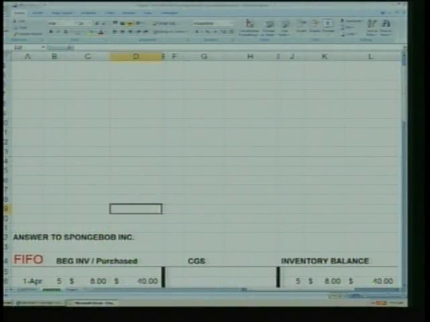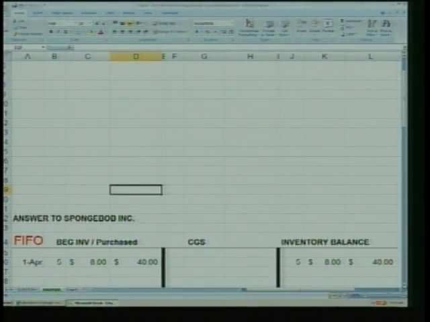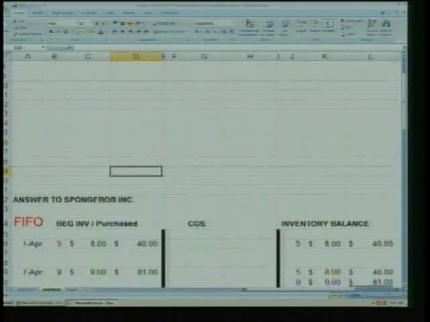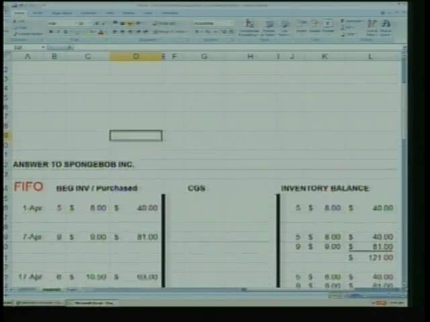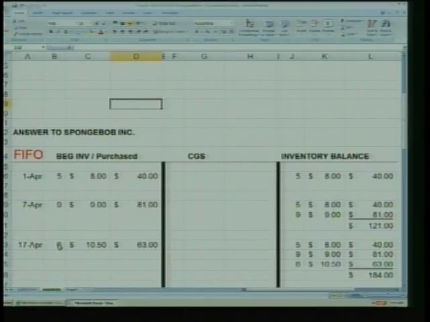Okay, so this is SpongeBob for FIFO. On April 1st we have beginning inventory of 5 at 8 for 40. So that's our inventory balance as well, right? April 7th we purchase 9 more, but the cost has gone up to $9 for 81. Thus, this is our inventory balance after that transaction, correct? Some time goes by, we purchase 6 more, the price has gone up to $10.50. $63 purchase there, and here is our inventory balance, correct? Okay.